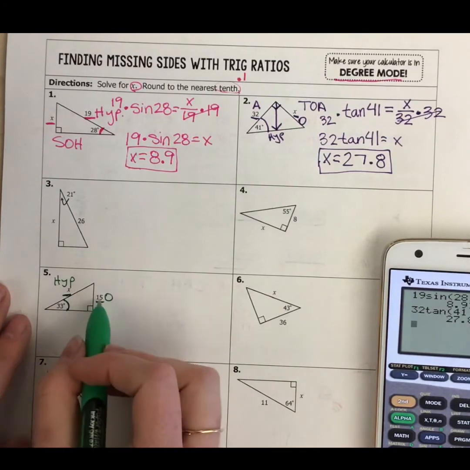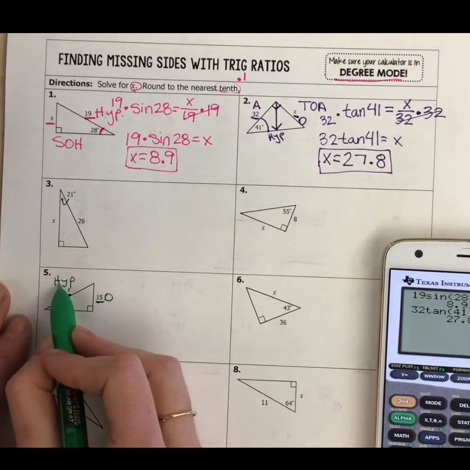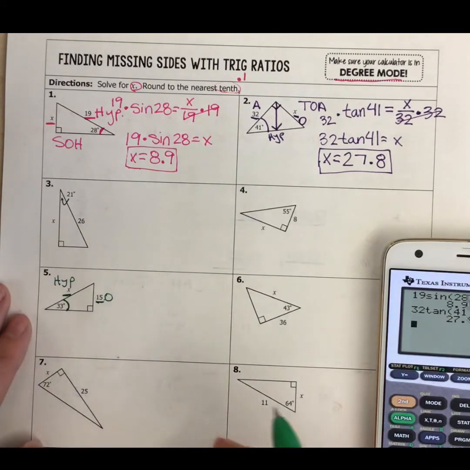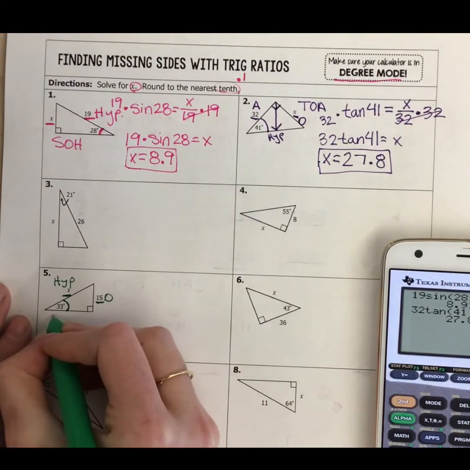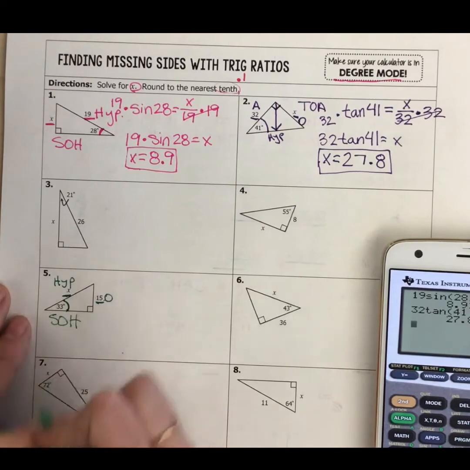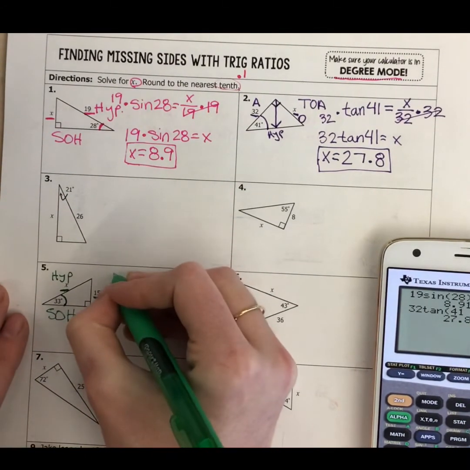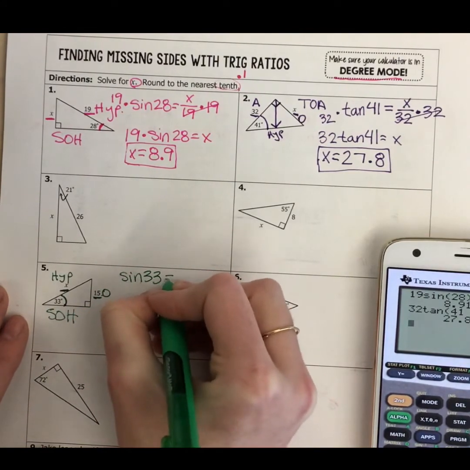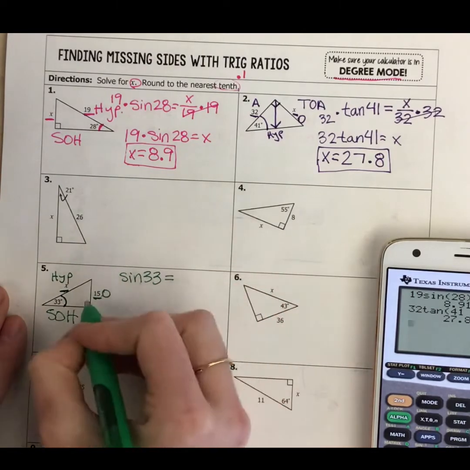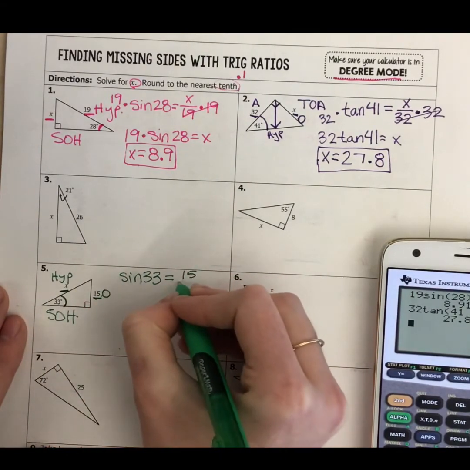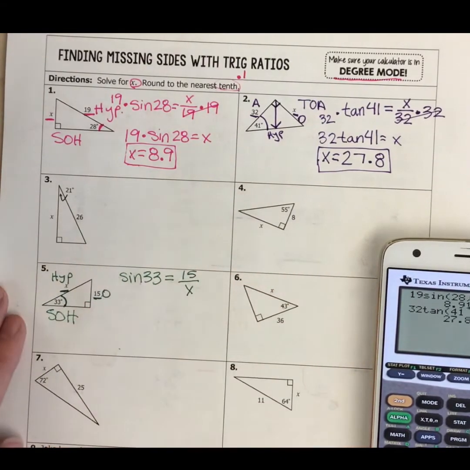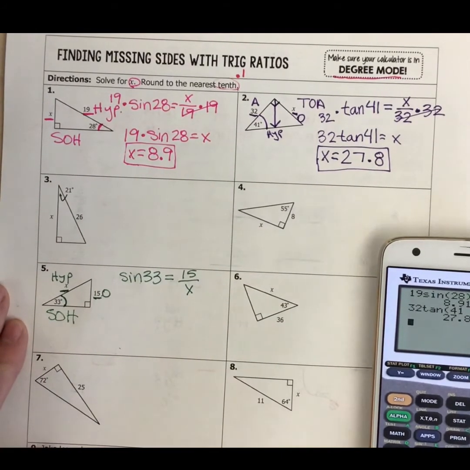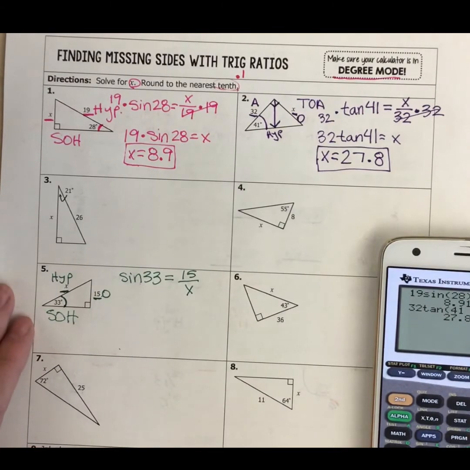Well, in order to do that, I have opposite and hypotenuse, which means out of SOHCAHTOA, the one that has O and H is SO, or my sine function. So we would set this equation up to say that the sine of 33 degrees is equal to our opposite, which is 15 over x. This one's a little bit trickier than our last couple problems have been. You can think of this in a couple of different ways.